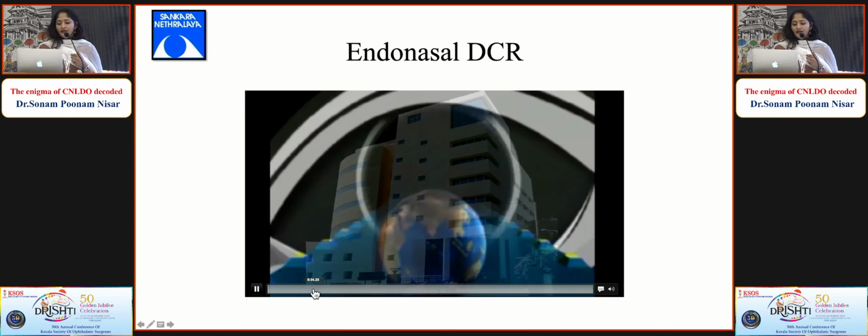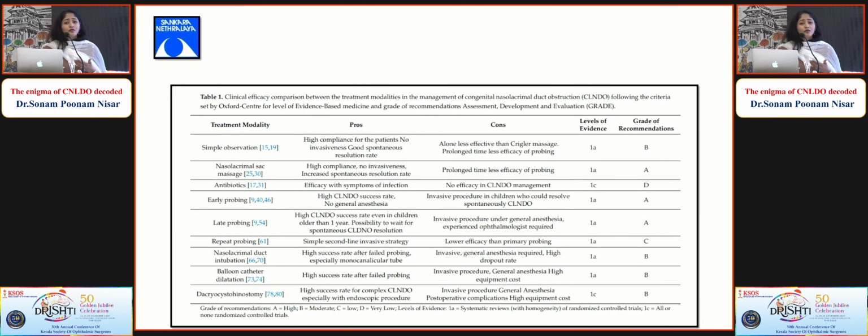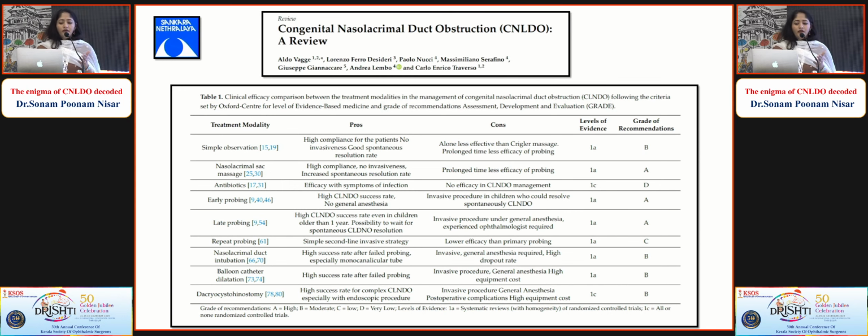But yeah, that's all. And these are the main few FAQs that people normally ask: the role of antibiotics, when to intervene, and the type of tube intubation. I hope I've answered most of these questions, and this is a very good review on congenital NLDO by Aldo et al., which everybody can go back and refer to.